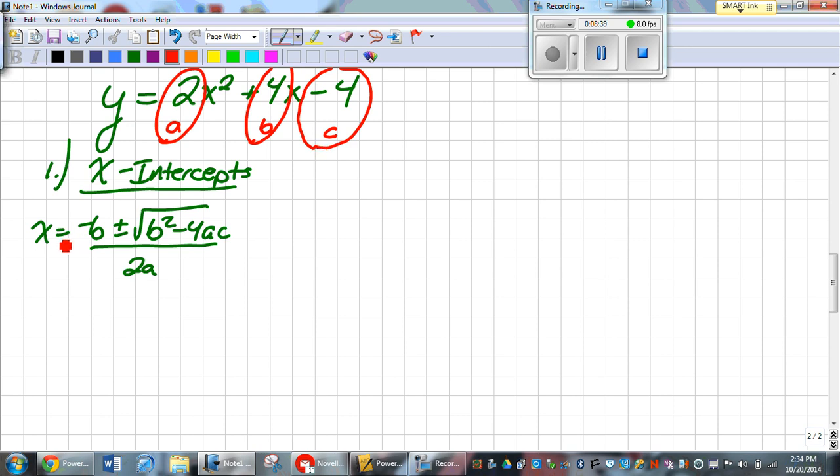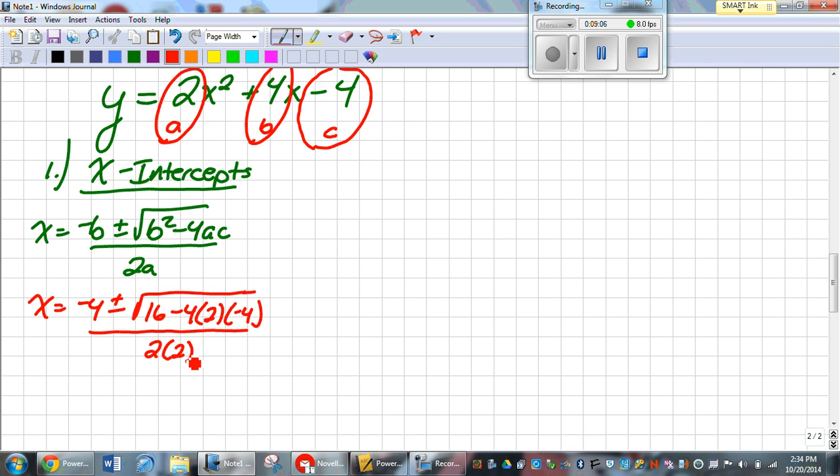I'm going to put these values into the quadratic formula. So x equals the opposite of b. Well, b is 4, so the opposite of that would be -4. Plus or minus the square root of b squared. So I come back up here. 4 squared is 16. Minus 4 times your a value, for me, which is 2, times your c value, which is -4, all divided by 2a, or in this case, 2 times 2.